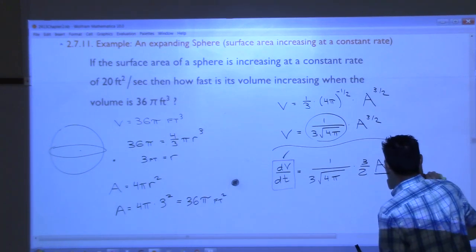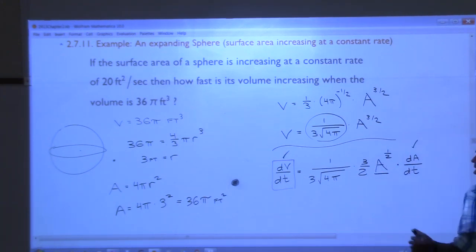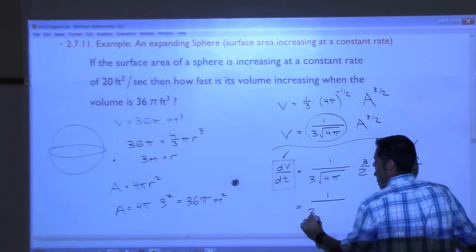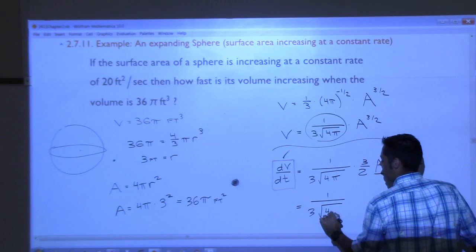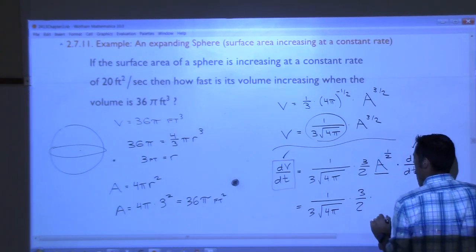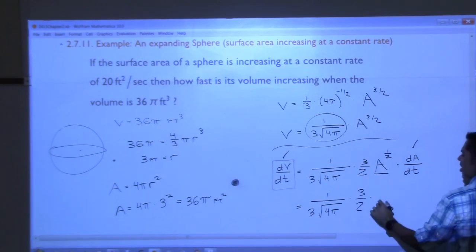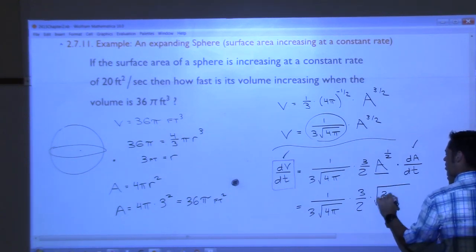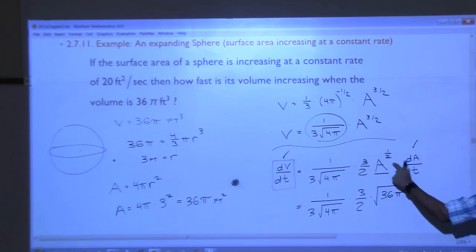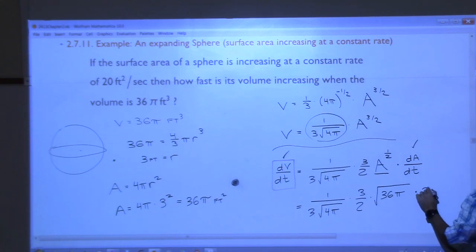All right. So let's plug everything in. We should be ready to go. dV/dt should be 1 over 3 times the square root of 4 pi times 3/2 times what? The square root of 36 pi. That's what this meant, right? And then times dA/dt, which was 20. Yeah, and I'm not putting any units.